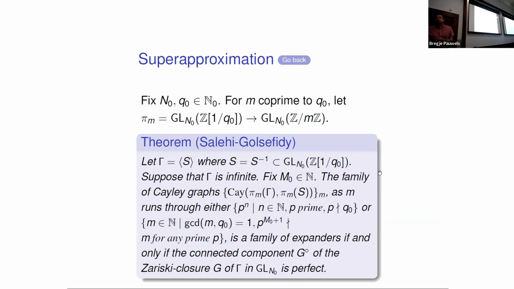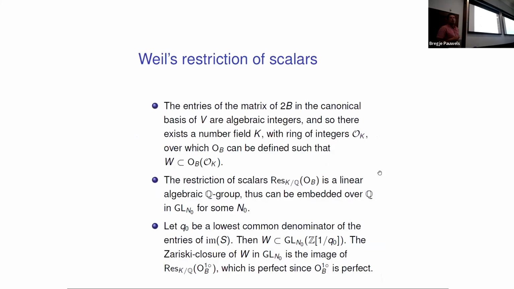So now you might argue, well, I don't believe that you can apply this result because you started with your bilinear form and then you ended up in an algebraic number field. But Salehi-Gosefidy is not in an algebraic number field. For that we use Weil restriction of scalars. Just like if you write something over C, you can write it as more equations over R, you can do the same to pass from the number field into the rationals, and then you can clear denominators, and you can end up in this Z[1/q].